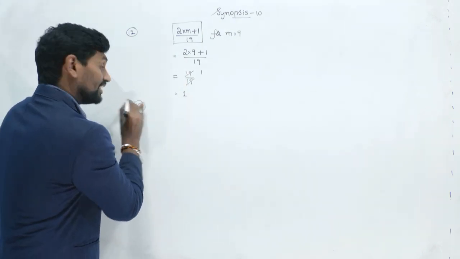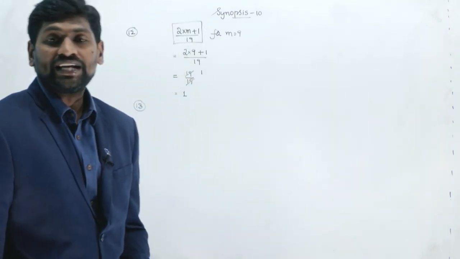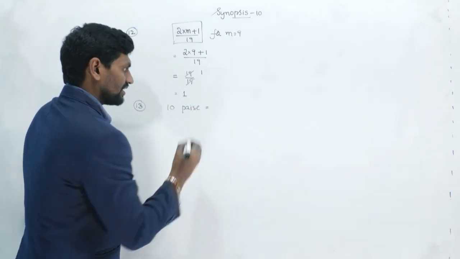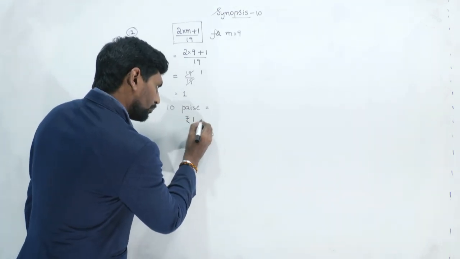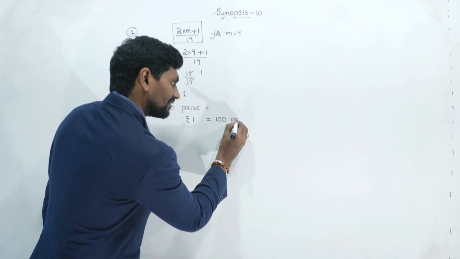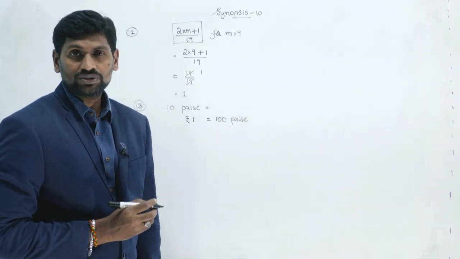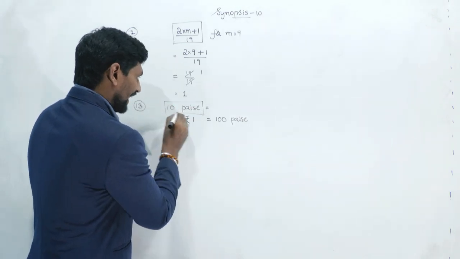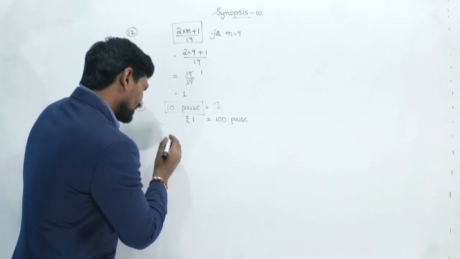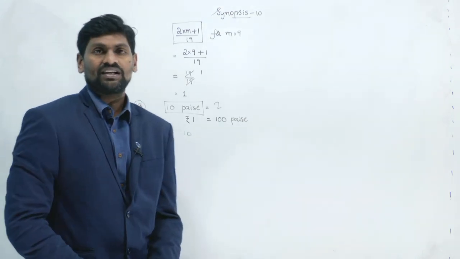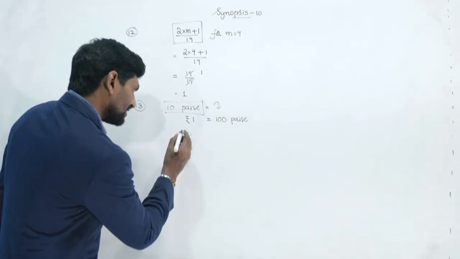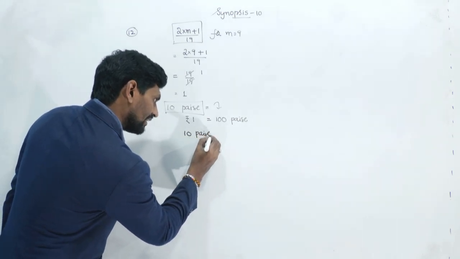Now let us find the 13th one. It is given: 10 paise as a fraction of a rupee. Actually we should know that 1 rupee equals how many paise? 1 rupee equals, very good, 100 paise. Now we need to express 10 paise in the form of a fraction. So let us consider 10 paise, how much fraction is it of 1 rupee? That means 10 paise by 1 rupee.